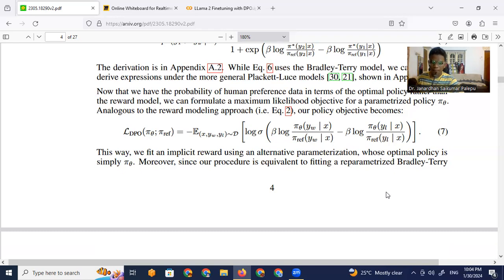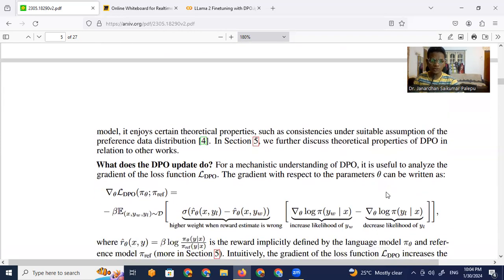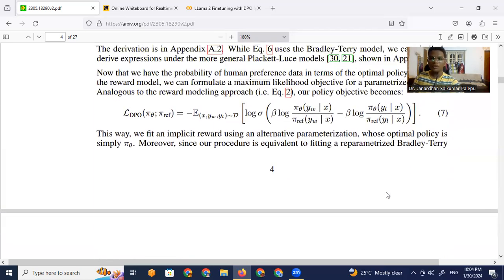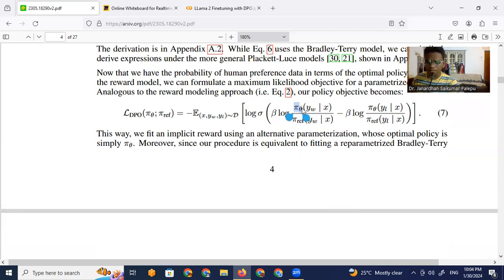So here we have log sigma. Sigma is nothing but a function that converts a value into the range of 0 and 1. And then again we have beta, which is a hyperparameter, and I think it plays a pretty huge role. Anyway, we have a log of pi theta, the probability of the current model, of YW given X.